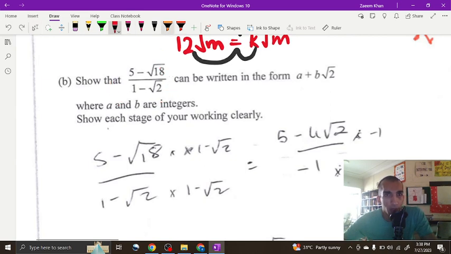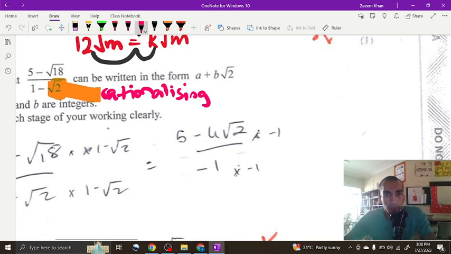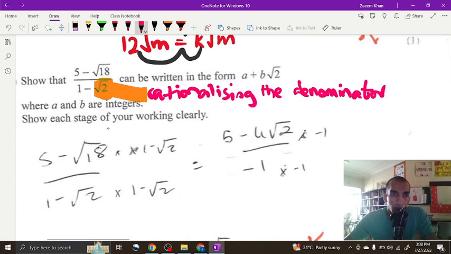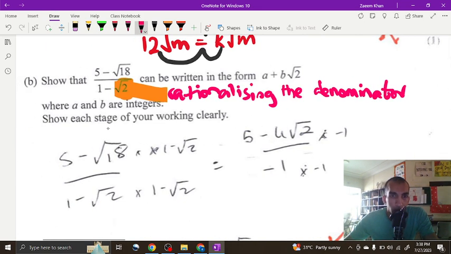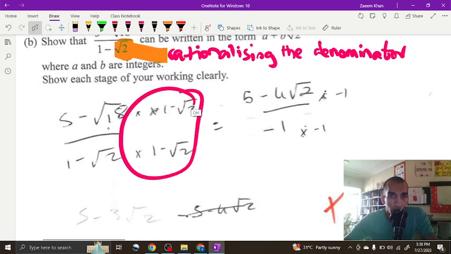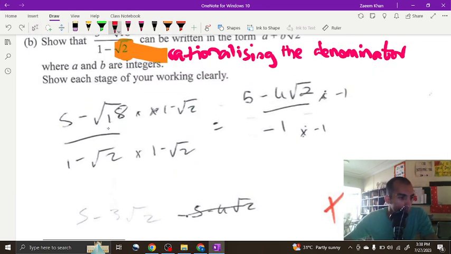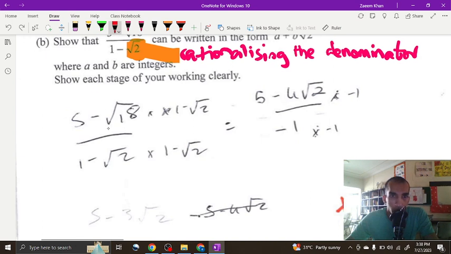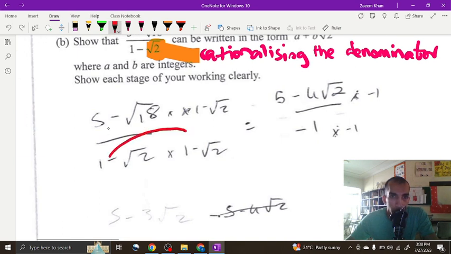Whenever we have a denominator which has a square root sign, there's a process we need to do that's called rationalizing the denominator. How do we rationalize it? You've done the majority of it. The only thing that you missed out on Rida is whenever you're multiplying it, what sign is there?